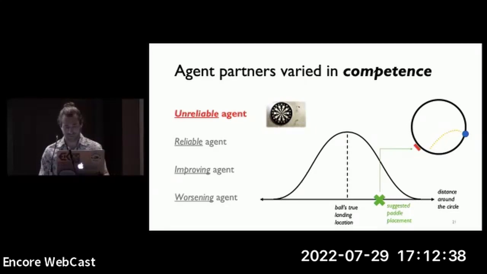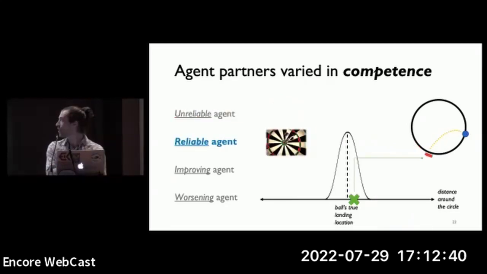So for participants paired with a reliable agent, things are much better. This agent samples its paddle suggestion each trial from a distribution that has a very low variance around the ball's actual landing location. So the exact value here was chosen so that the agent's suggestions would catch the ball on about 80% of trials, sorry. So this condition gives us a really critical contrast to the previous one, which is when people have a competent partner, how much do they rely on them? Can they recognize that this agent gives good suggestions most of the time?